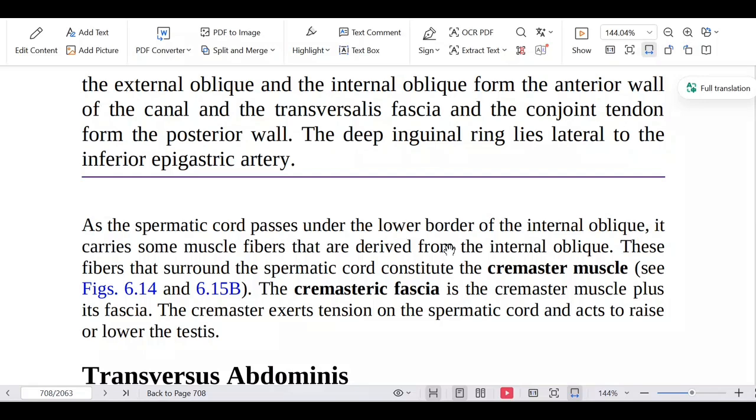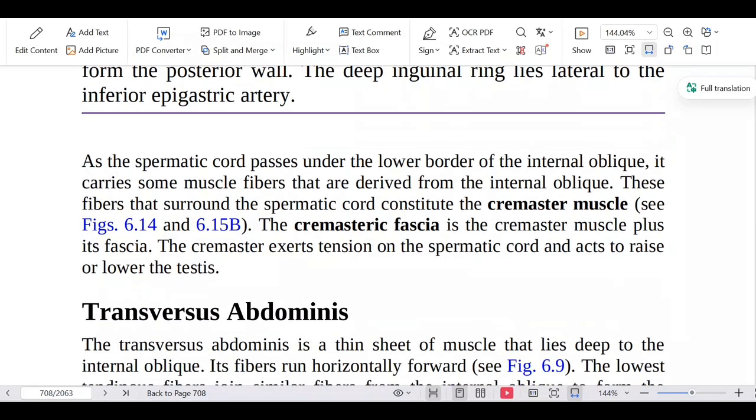So actually the cremaster muscle exerts tension on the spermatic cord, and it helps in raising or lowering the testes. It helps in the movement of the testes, the cremaster muscle. So that was all about the internal oblique muscle. Now we are going to move toward the transversus abdominis muscle.